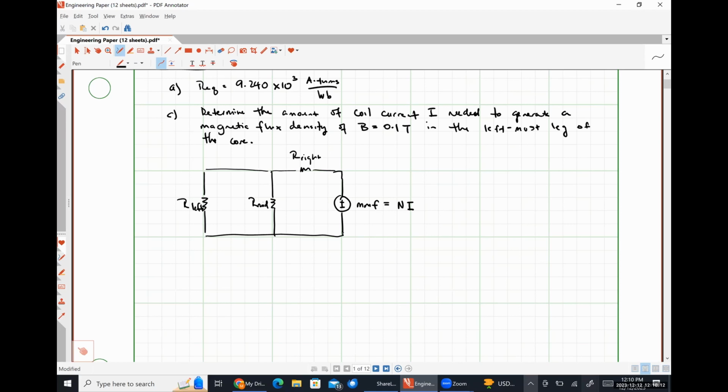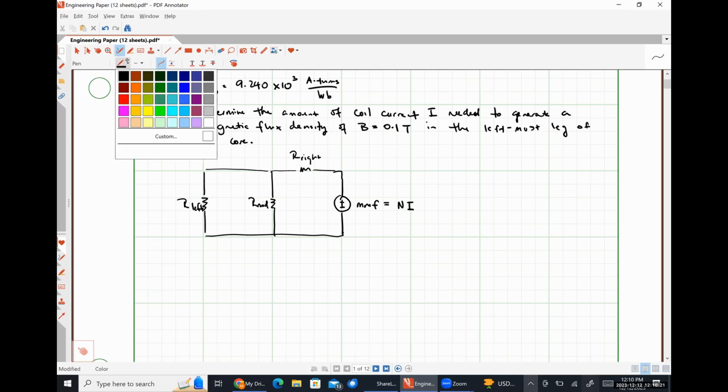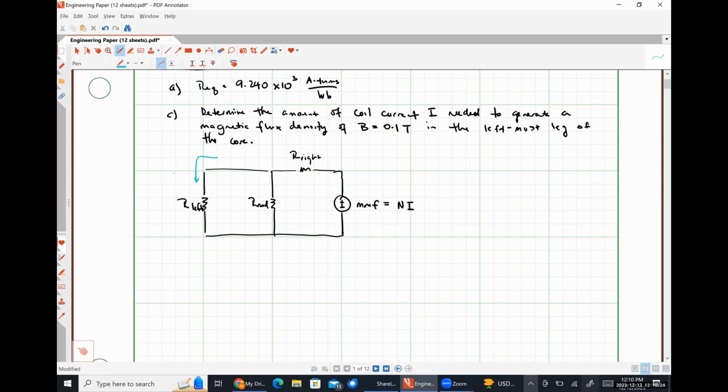We are given the amount of magnetic flux density B that's flowing in the leftmost leg. And we can use that piece of information to determine this flux, which I'm going to call phi left, where phi left is simply the magnetic flux density flowing through the left leg times the cross-sectional area of the left leg, which looks to be 10 centimeters times 8 centimeters, so 80 centimeters squared, right? That's an easy enough calculation.